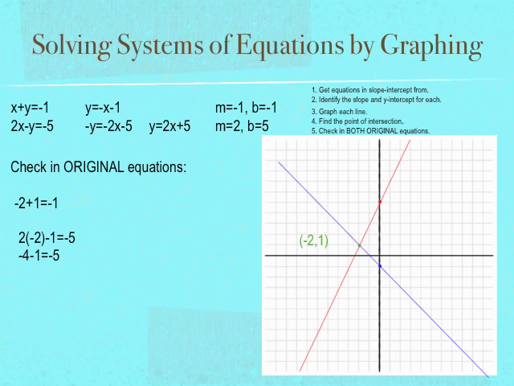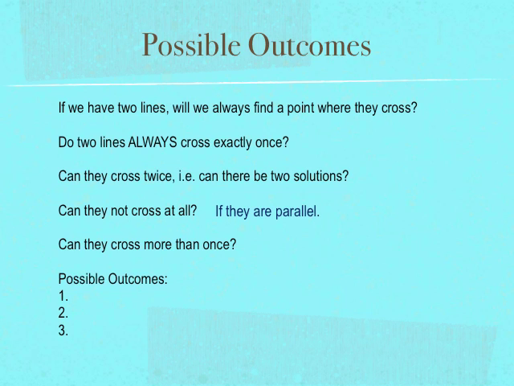That's where they cross. All right, now what could happen? If we have two lines, will we always be able to find a point where they cross? Do two lines always cross exactly once? Could they cross twice? Think about it. Can two lines cross each other twice? No, they can't cross twice. Could they not cross? Yeah, they can. If they are parallel, they're not going to cross.